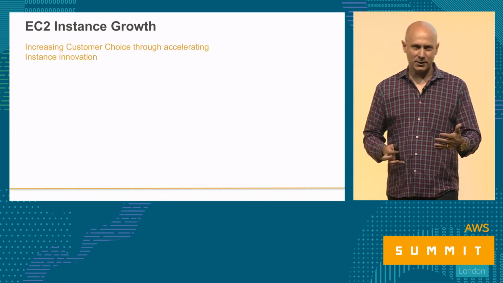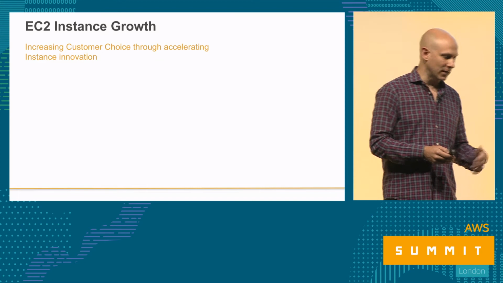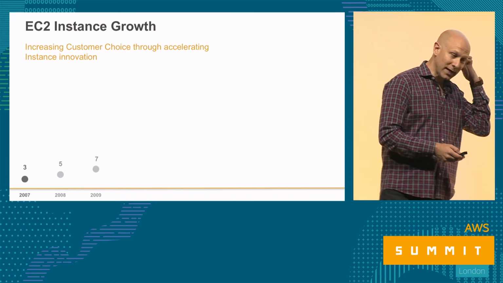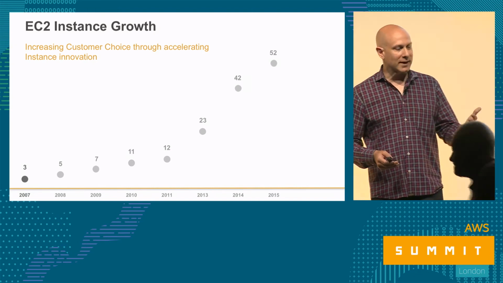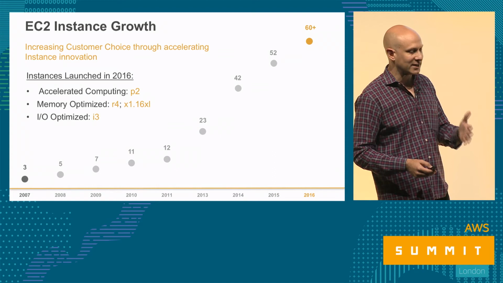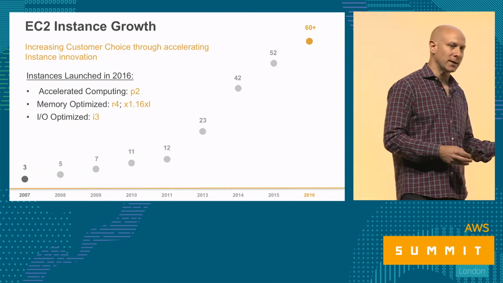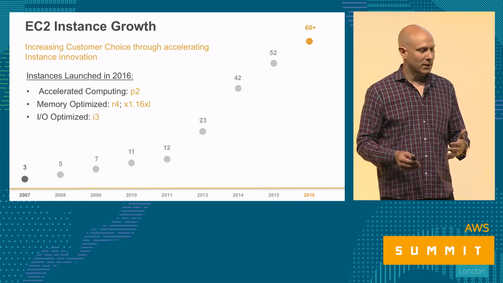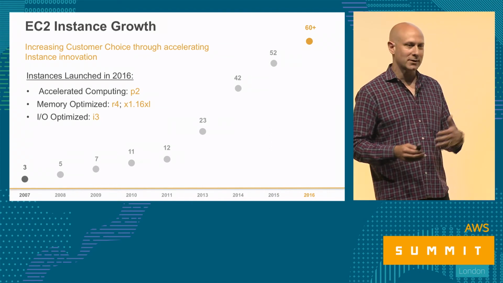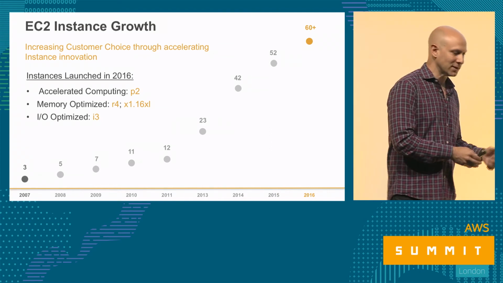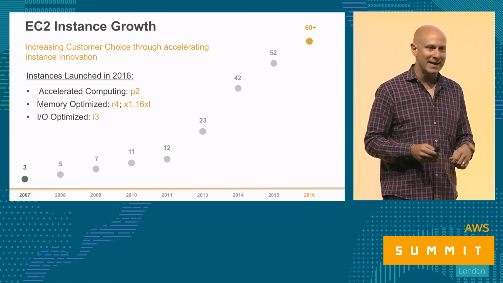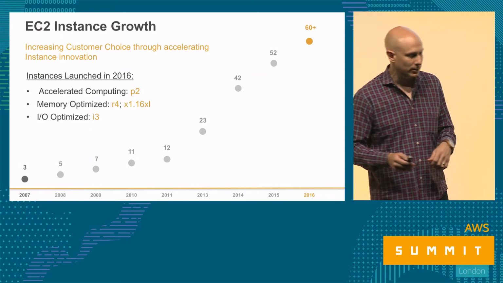I mentioned all these instances. Some of this might be familiar to you. If not, I think it's very exciting. When we started in 2007, as you can see, there were 3 instance types. And over the last 10 years, that's grown to over 60. That's 60 instance types across 7 different families. So we have compute optimized, memory optimized, storage optimized, the low-cost instances. All of these give you unprecedented flexibility to run any kind of application on EC2.